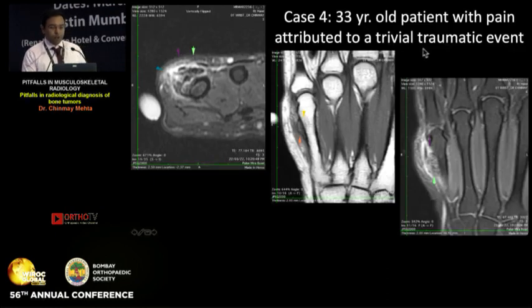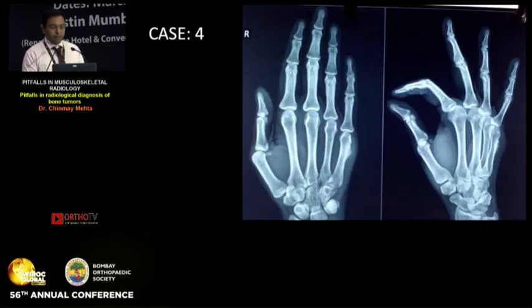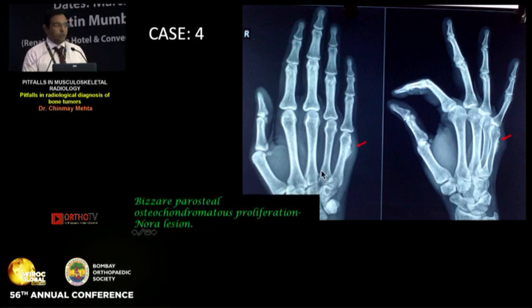So this is a 33-year-old patient with pain attributed to a trivial traumatic event. There is periosteal reaction, soft tissue edema, cortical thickening with some sclerosis. So what is this? Is this fracture, infection, or tumor? Can we answer this question only on these MR images? Maybe as a radiologist, I would say no. So let's look at the X-ray. And we see this typical cortical thickening in the fifth metatarsal neck, which is very classical of a Nora's lesion or a bizarre parosteal osteochondromatous proliferation. So MR may sound like a superior investigation, but X-ray has its own role.